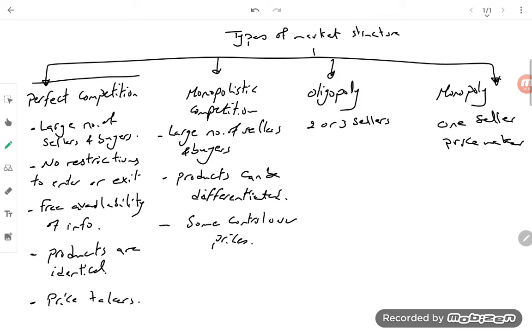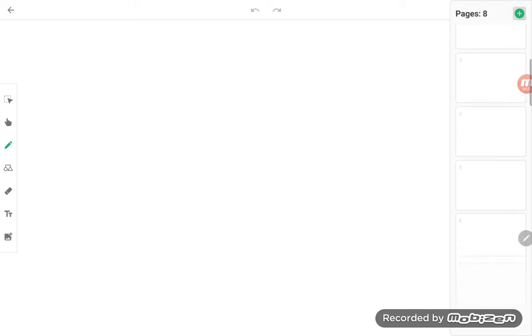Today we are going to focus on perfect competition or perfect competitive market. What's meant by price taker in case of perfect competition? Price taker means that no single firm can affect the price. No single consumer can affect the price. So the price is given for each one of them.